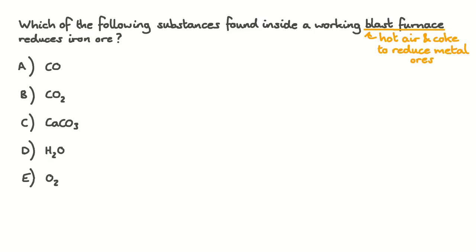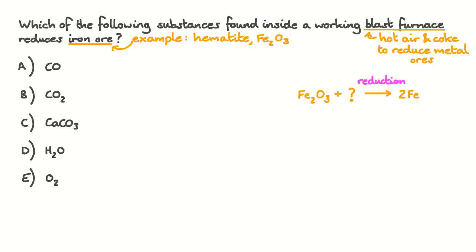like iron ores and lead ores. In the case of iron, the most commonly used iron ore is hematite, a form of iron(III) oxide. Reduction of this iron ore involves removing the oxygen, leaving the iron behind. One way of approaching this question is to consider which of these 5 chemicals is capable of extracting oxygen from iron ore. For this question, I'm going to consider reduction to be the process of removing oxygen from something.